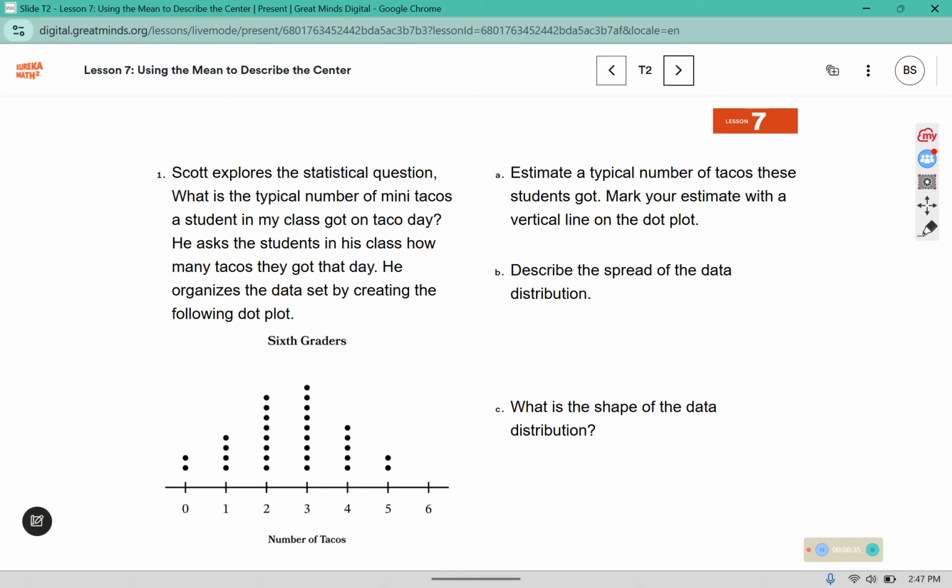Scott explores the statistical question: What is the typical number of mini tacos a student in my class got on Taco Day? He asked the students in his class how many tacos they got that day. He organizes the data set by creating the following dot plot. A. Estimate a typical number of tacos these students got. Mark your estimate with a vertical line on the dot plot.